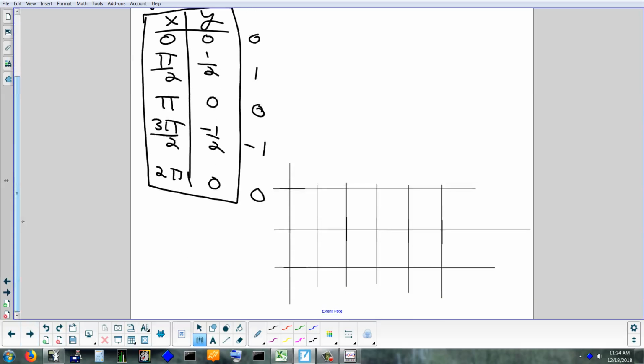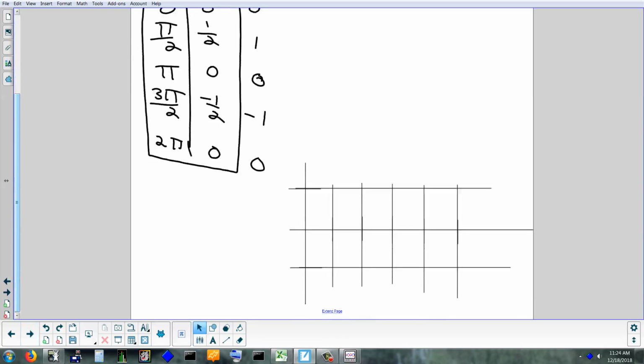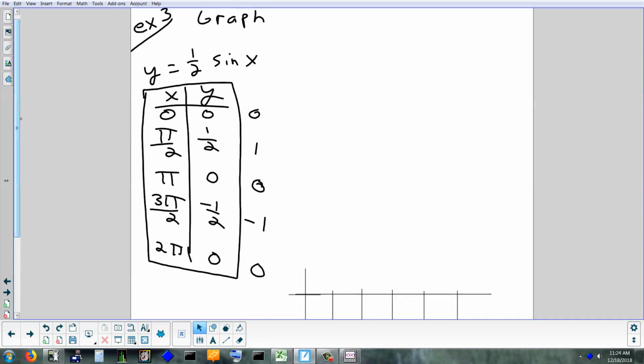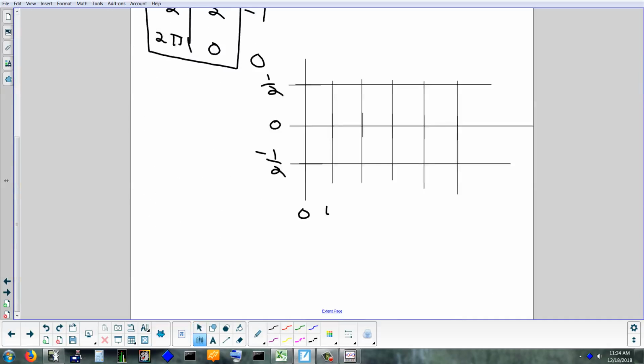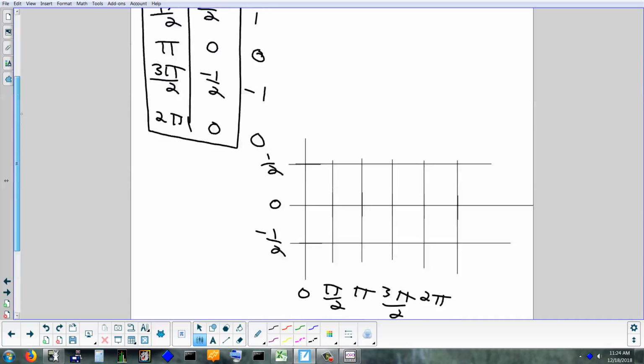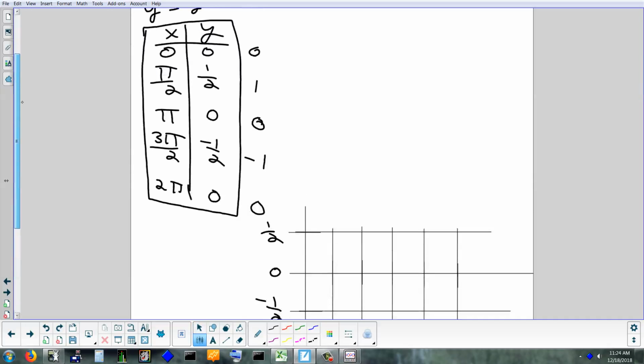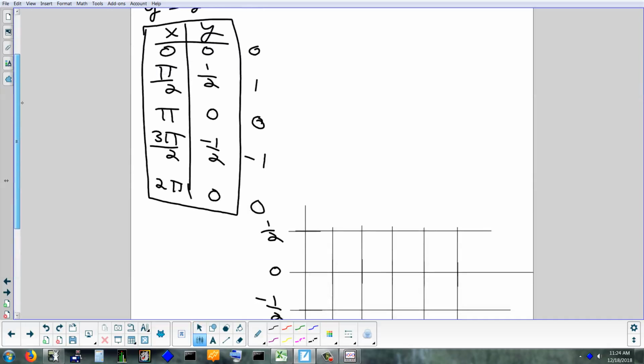All right. So let's set up our scale. This time, you can go by ones if you want. If you want to go by halves, you can do that too. Just going to go by halves. And then the x values, label them just like we always do. 0, pi over 2, pi, 3 pi over 2, 2 pi, and plot your points. 0, 1/2, 0, negative a half, back to 0.